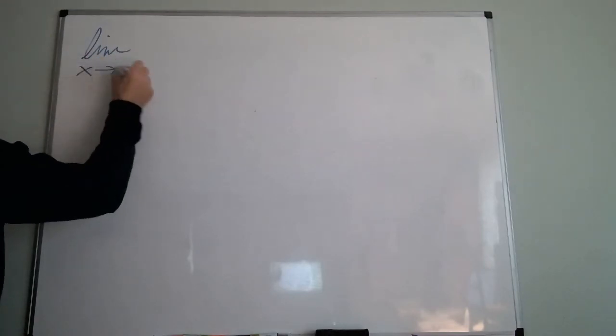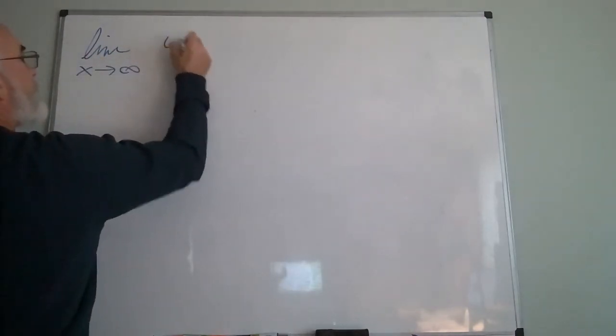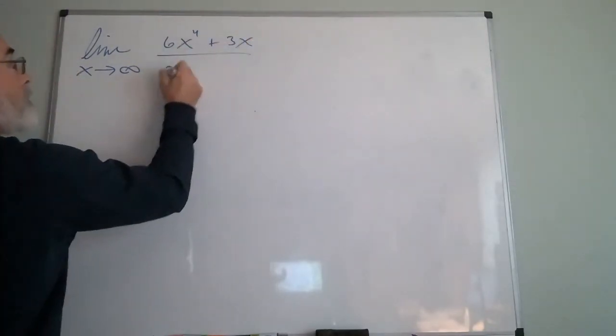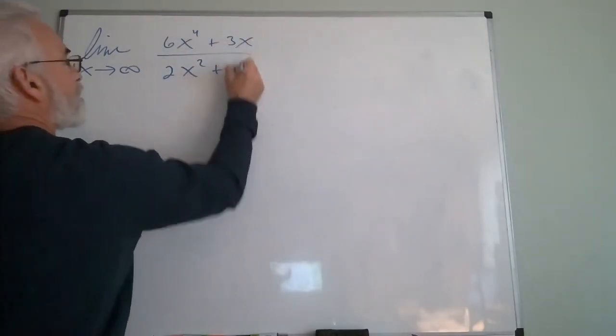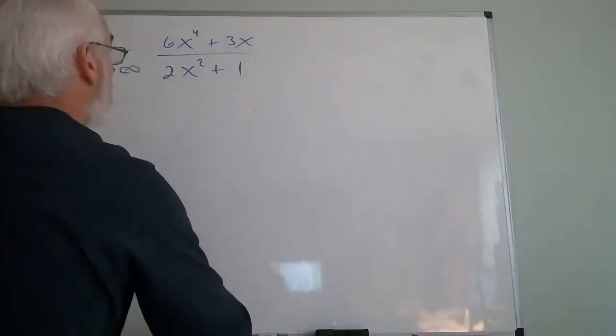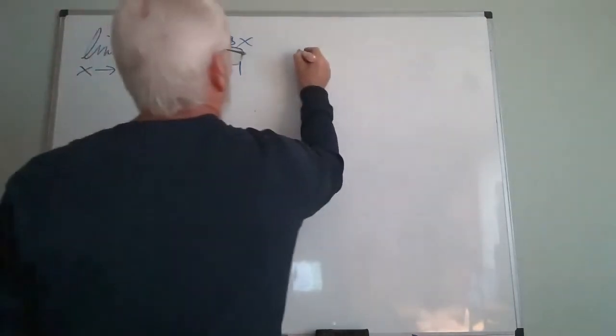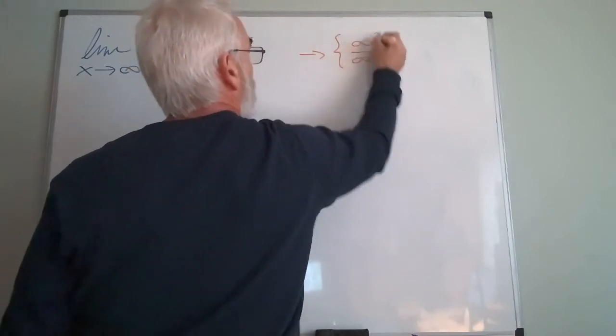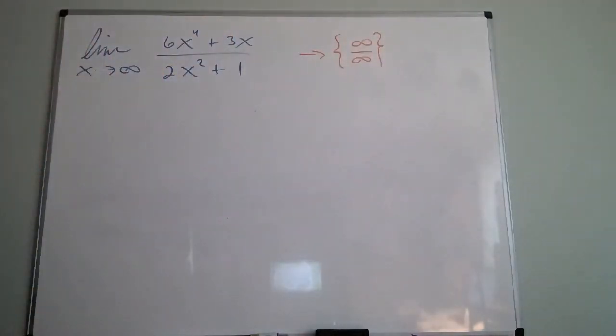So let's try another one. The limit as x approaches infinity of 6x to the 4th plus 3x over 2x squared plus 1. I'll keep the number of terms small just so I don't have to write as much. Now, like before, numerator and denominator are growing without bound. So we would say this has the form infinity over infinity.